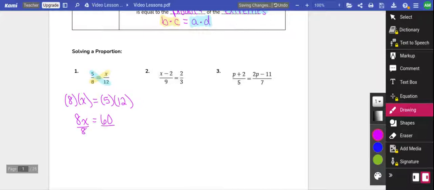To get x by itself, I can divide both sides by 8 and get x is equal to either 15 over 2 in simplest form or 7.5 because it is a terminating decimal. Now, to get 15 over 2, which, like I said, is in simplest form, I could divide both my 60 and my 8 by a common factor, and in this case, it's 4.